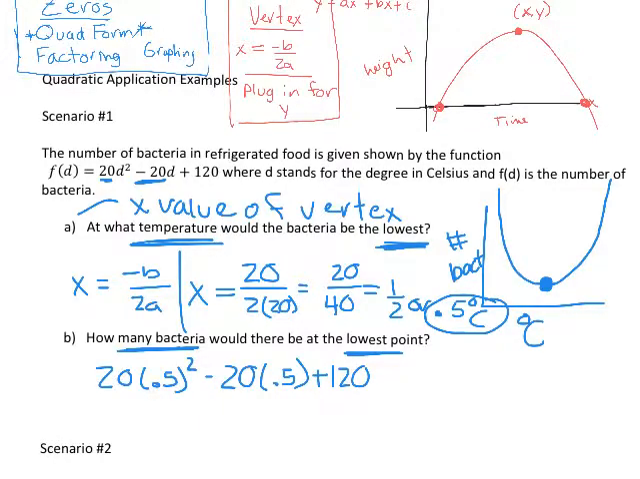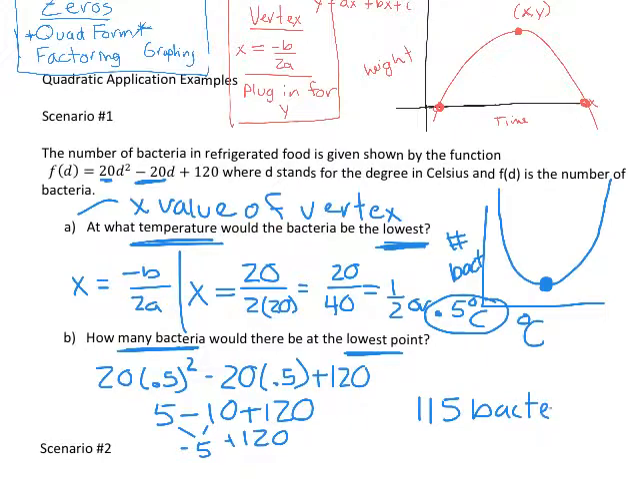So 0.5 squared is going to give me 0.25. Then I multiply by that 20 out front, and that term is simply 5. Minus half of 20 is going to be 10, plus 120. So 5 minus 10 is negative 5, plus 120 is going to be 115. So there's 115 bacteria. Putting this entire scenario together, my vertex is going to be at 0.5 degrees Celsius, which is the lowest point. There's going to be 115 bacteria. So that is a question where it's asking you about the vertex.